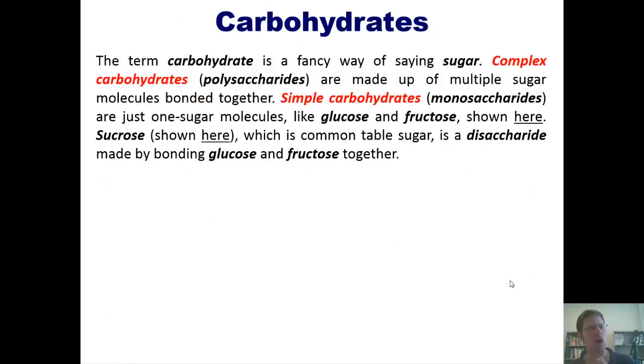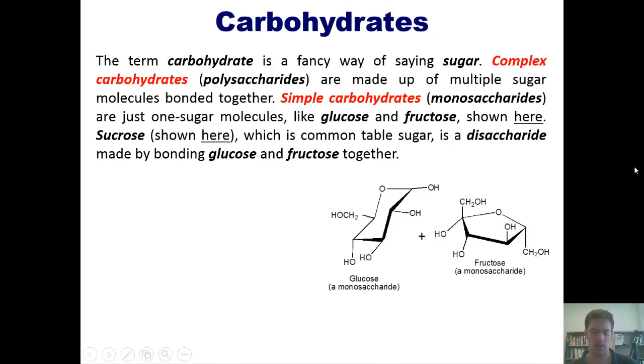So the term carbohydrate is a fancy way of saying sugar. Complex carbohydrates, or polysaccharides, are made up of multiple smaller sugar molecules bonded together. Simple carbohydrates, or monosaccharides, are just one sugar molecule, like glucose and fructose, whose structures are shown here.